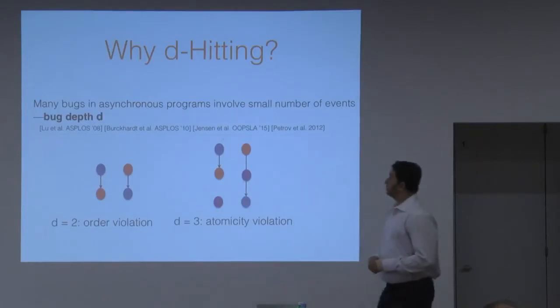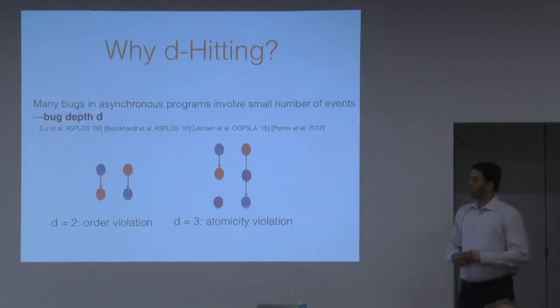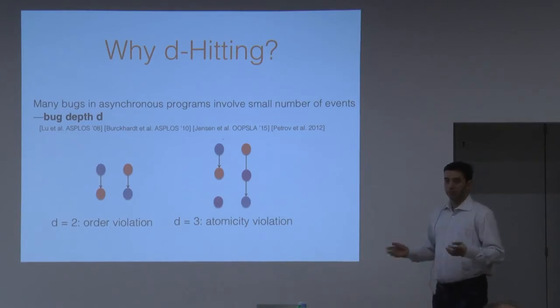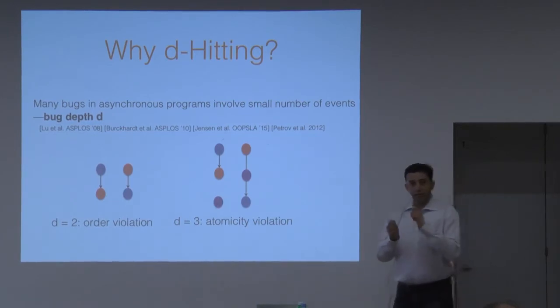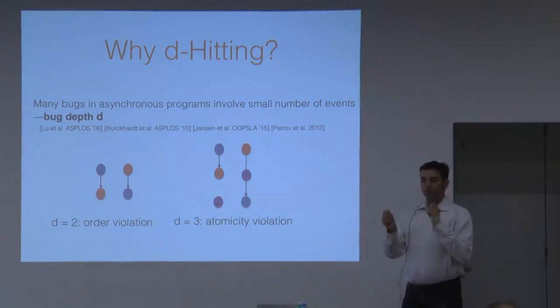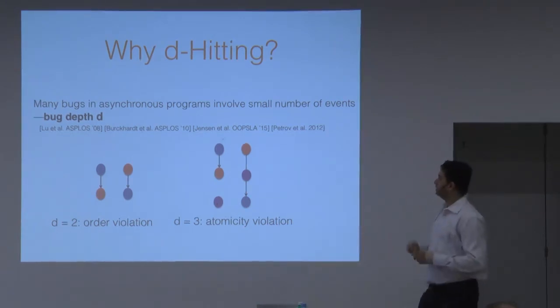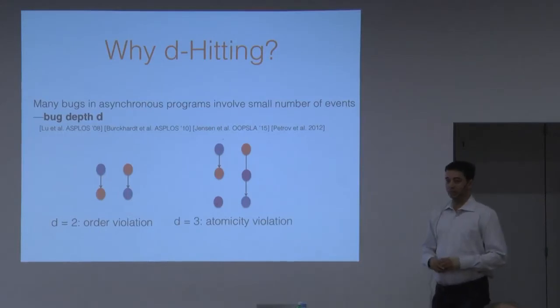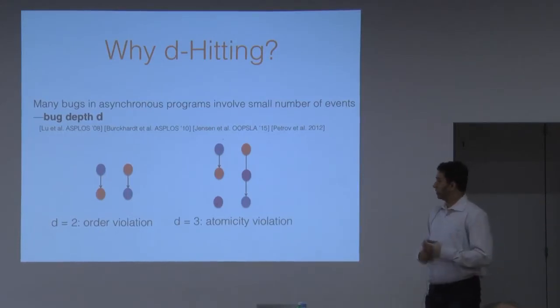Right. So the other notion was D-hitting. And why are we looking at this? Well, it turns out, just empirically, that there are many bugs in asynchronous programs that involve a small number of reorderings of certain events, right? And there are many different papers, including some by Martin, that showed this, right? So, for example, if you have these concurrent programs, then the ability of ordering or looking at every pair of events and reordering them corresponds to very simple race condition-like behaviors.